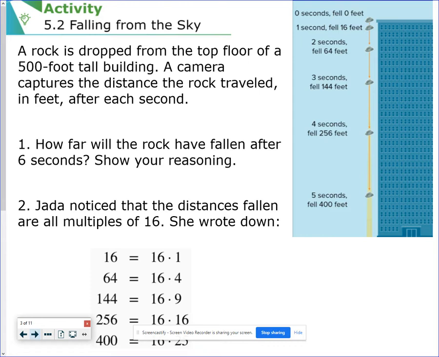So we have this situation, and this is where those numbers came from. You can flip back on the first page of this that we had, and you can see this table. We are dropping a rock from the top of a 500-foot tall building. Hopefully it won't hit anything important when it gets to the ground. But you can see from this picture, at 0 seconds, it's fallen 0 feet because you haven't dropped it yet. You didn't let go of it.